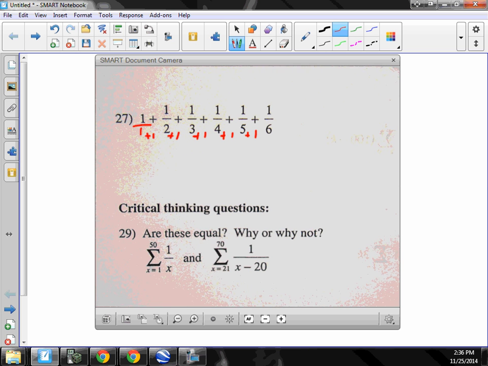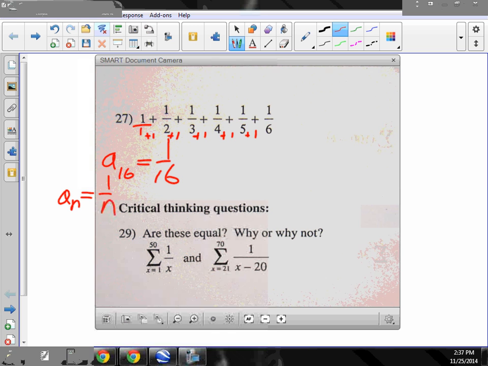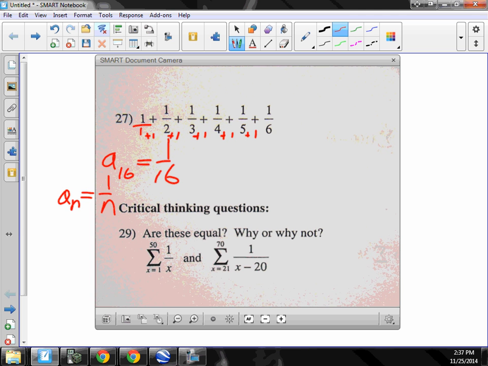So remember, recursive relies on previous terms, explicit relies on n. So if I wanted to know what is a sub 16 going to equal? 1 over 16. So my a sub n is simply 1 over n. Does that make sense? Ooh, good job. I thought you were going to mess up, but you got it.